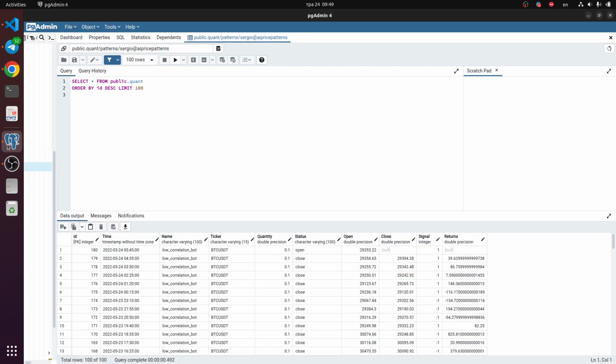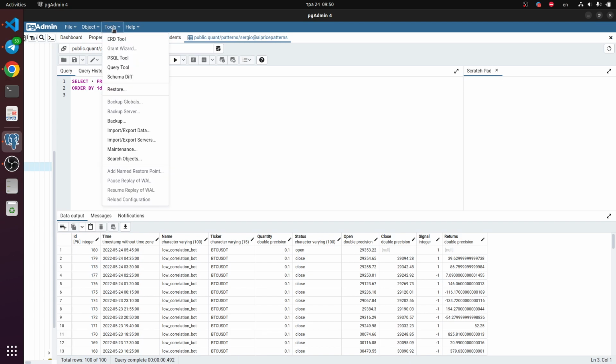To do it, for example, let's use Postgres. We did a simple request from Postgres: select all from the table, order by ID descending, and limit the number of trades to 100 rows, and you see the last rows with ID 180. Okay, and let's analyze these results.